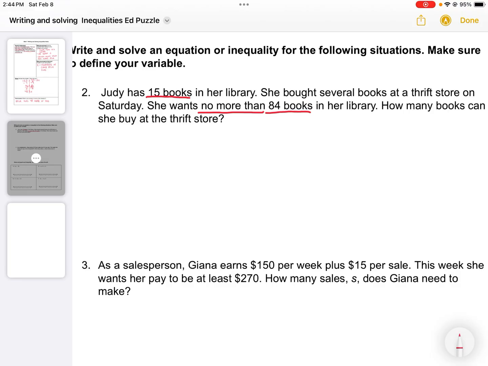I need to define my variable. I'm asked how many books. I'm going to pick the letter B. So B equals books. Knowing this, I can now start building my inequality.